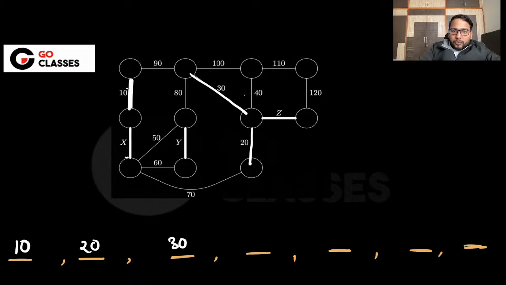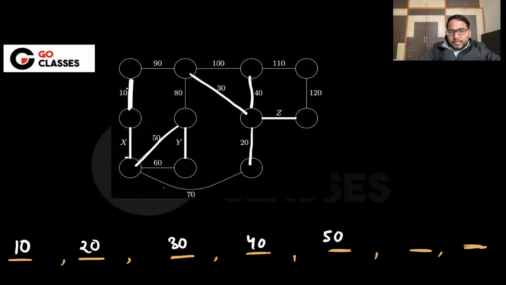And then what next? This 40 and this 50. Is this 50 forming a cycle? No, so I think we can take it. And then what next? 60. 60 is forming a cycle, so you will not take 60. Why? Because Y is already in the minimum spanning tree which is given. So 60 you will not write here because it is forming a cycle with Y.